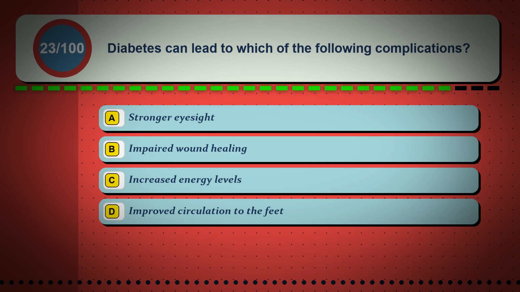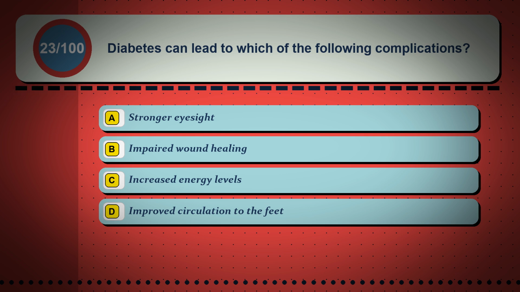Question 23. Diabetes can lead to which of the following complications? Option A, stronger eyesight. Option B, impaired wound healing. Option C, increased energy levels. Option D, improved circulation to the feet.